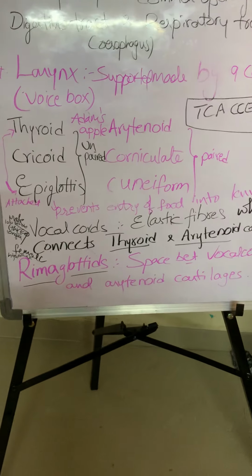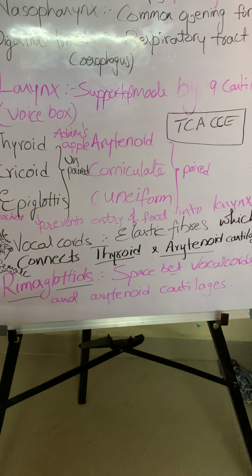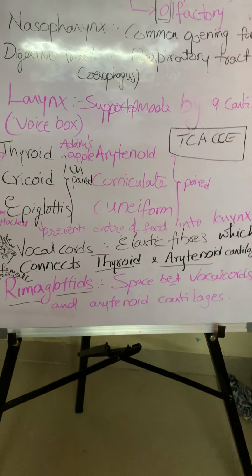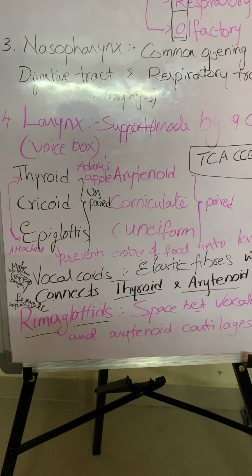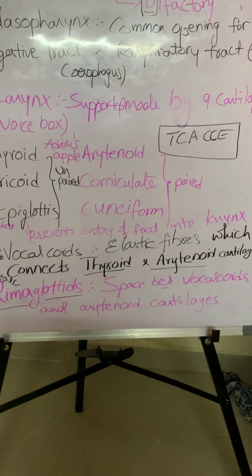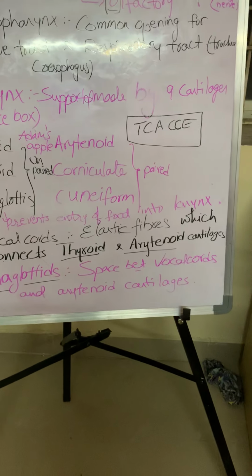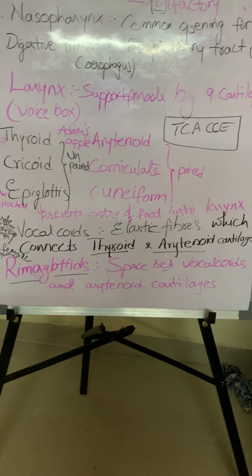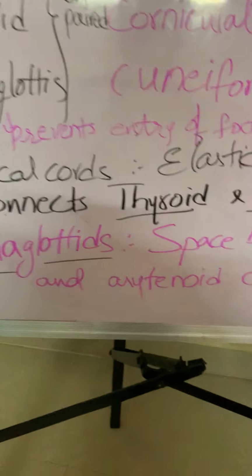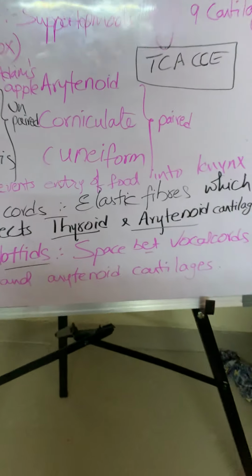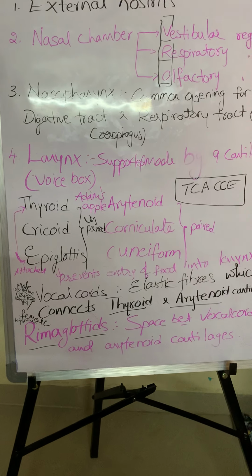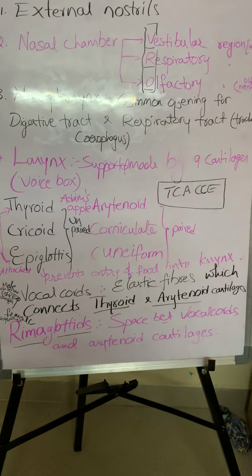Vocal cords are thick and longer in males and produce low pitch voices, and in females vocal cords are thin and short and produce high pitch voices. Next, the rima glottidis. The space between the vocal cords and arytenoid cartilages is known as the rima glottidis, and this is very important for your 2 marks question. So that is about the larynx.